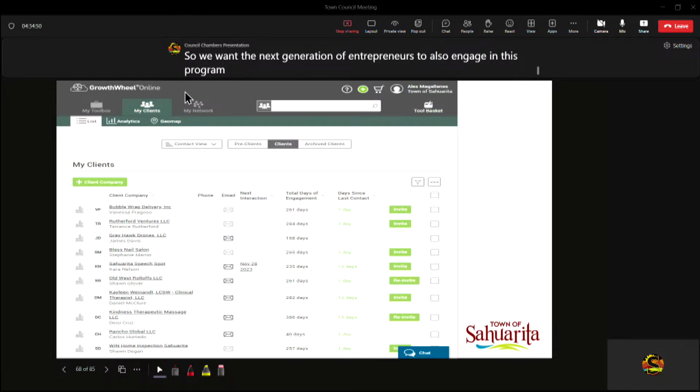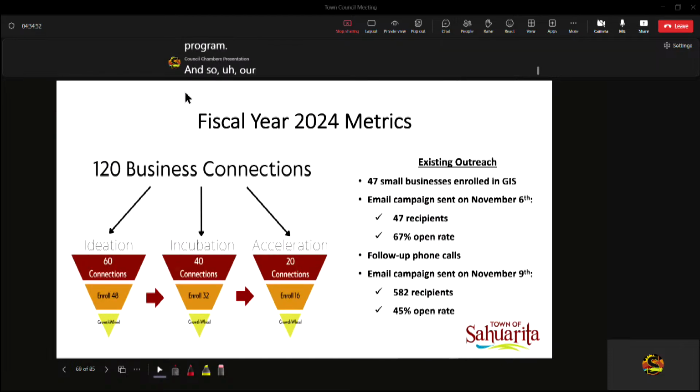And so our goals for the first year of this program is to reach 120 business connections. So there's currently, we have around 624 business licenses in town within city limits. And so we kind of broke that down into 5 years. And so we want 120 business connections for the first year. How are we going to accomplish this? We want at least 90% of those to become an actual Growing Sahuarita client.